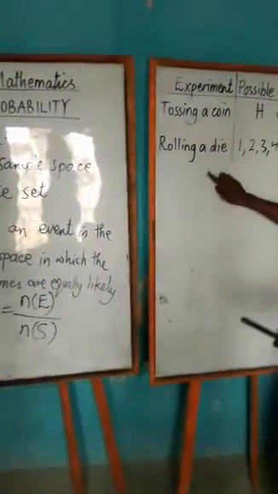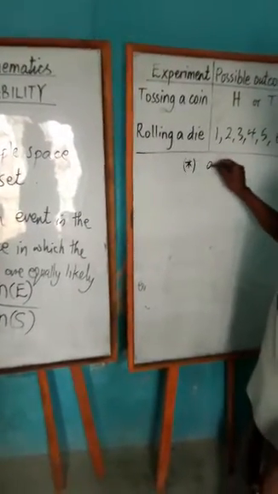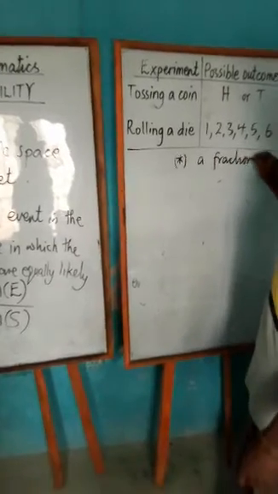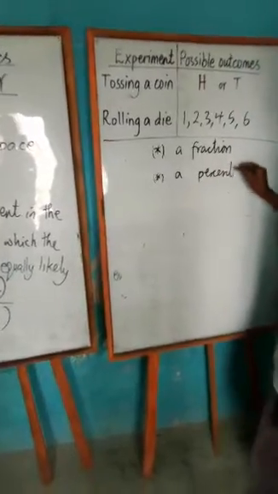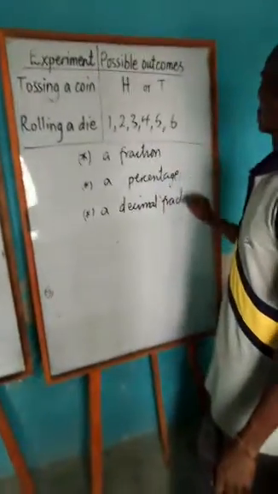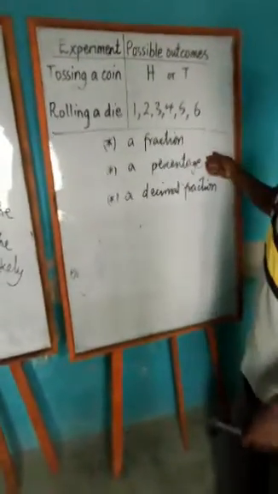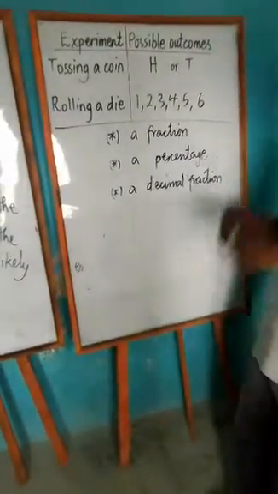It's a ratio. Number of outcomes in event E, number of outcomes in the sample space S. It's a ratio. Probability can be given as a fraction. It can be given as a percentage, and it can as well be given as a decimal fraction. Don't forget from elementary classes, fractions, percentages, and decimals are equivalent expressions. They mean the same thing.